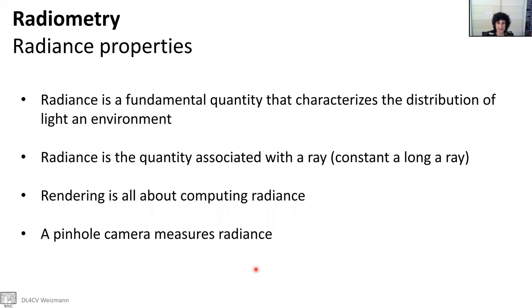So radiance is a fundamental quantity that we would like to measure because it says what light we have in the environment. If you heard the word light field, this is exactly the light field. It's associated with a ray, it's constant along the ray. And actually what rendering is all about is computing radiance. And in the pinhole camera, when we look at what happens in each pixel, we would like to measure the radiance, okay? Or to imitate the radiance, okay?